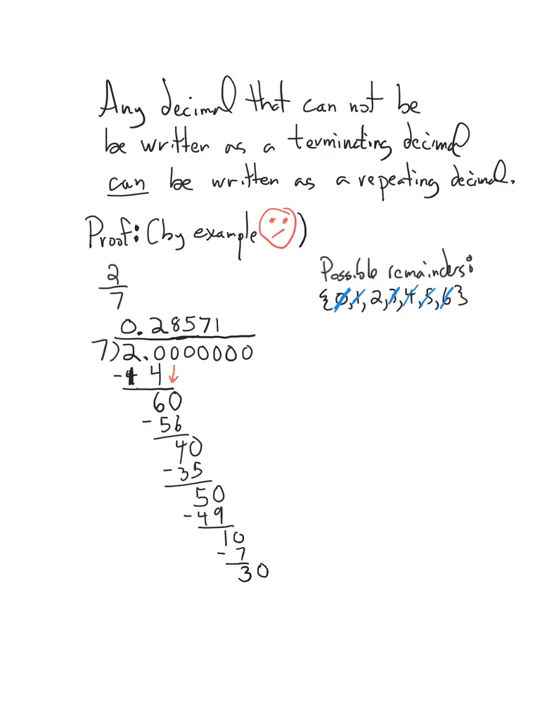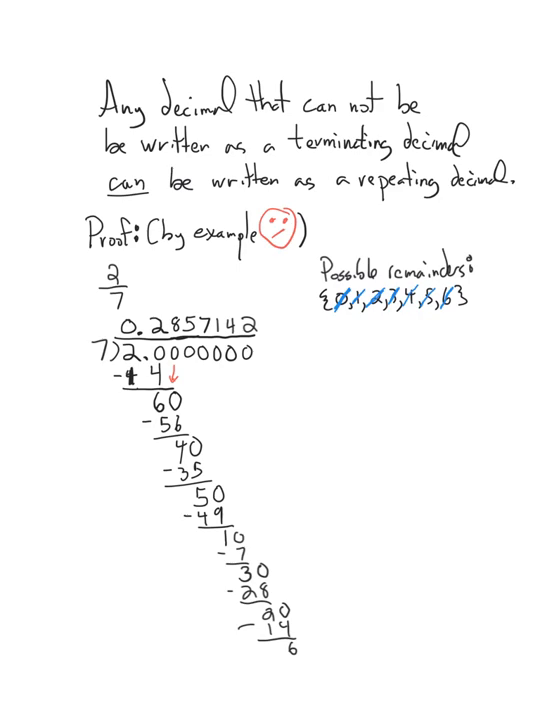We bring down our next 0. 7 goes into 30 4 times. 4 times 7 is 28. We get a remainder of 2. And now we're out of remainders. So anytime we do a subtraction, we're going to get a remainder that we've previously seen. So this time, 7 times 2 is 14. Hey, look at this. We've seen this before. Get a remainder of 6.